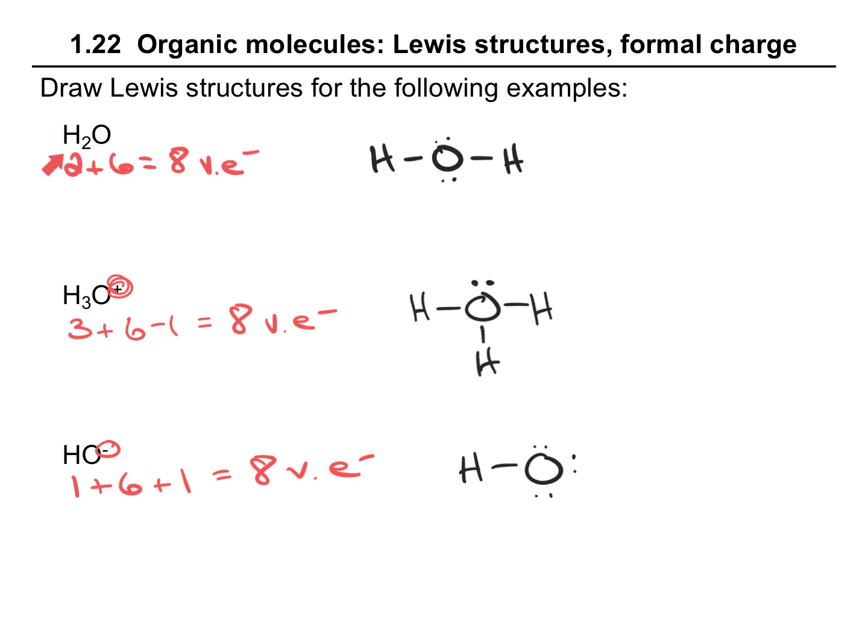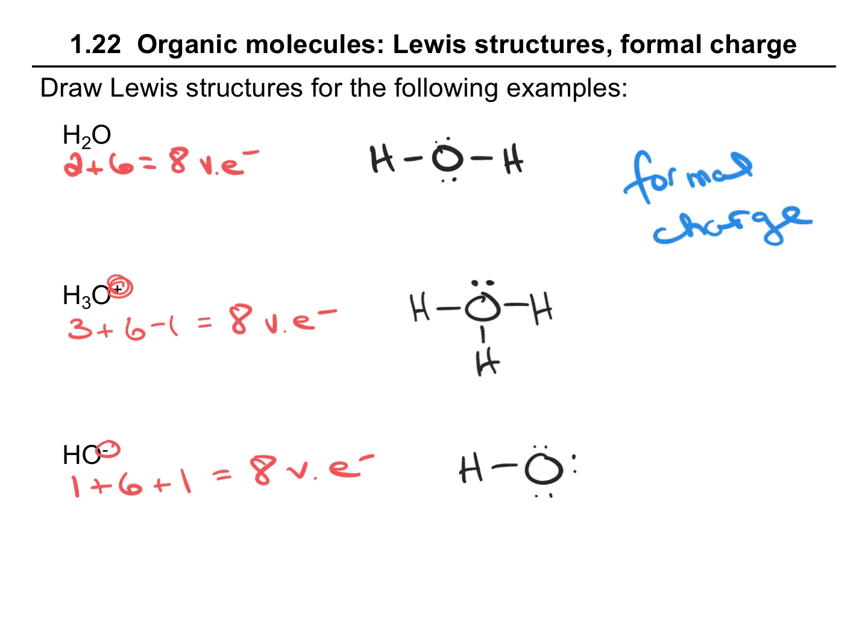Notice water is neutral, there's no charge, and our Lewis structure has no charge. That's great. Here, our Lewis structure has no charge, but our compound does have a charge here as well. So we're missing something with these Lewis structures. And what we need to include is formal charge.